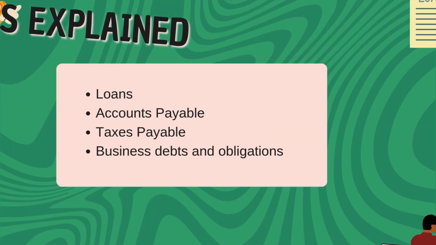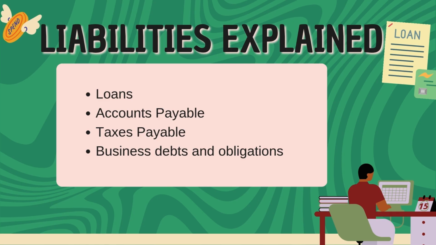Let's look at liabilities. Liabilities are amounts the business needs to pay back. These can include loans, unpaid bills, and taxes payable. If a business buys something now and pays later, this will create a liability.